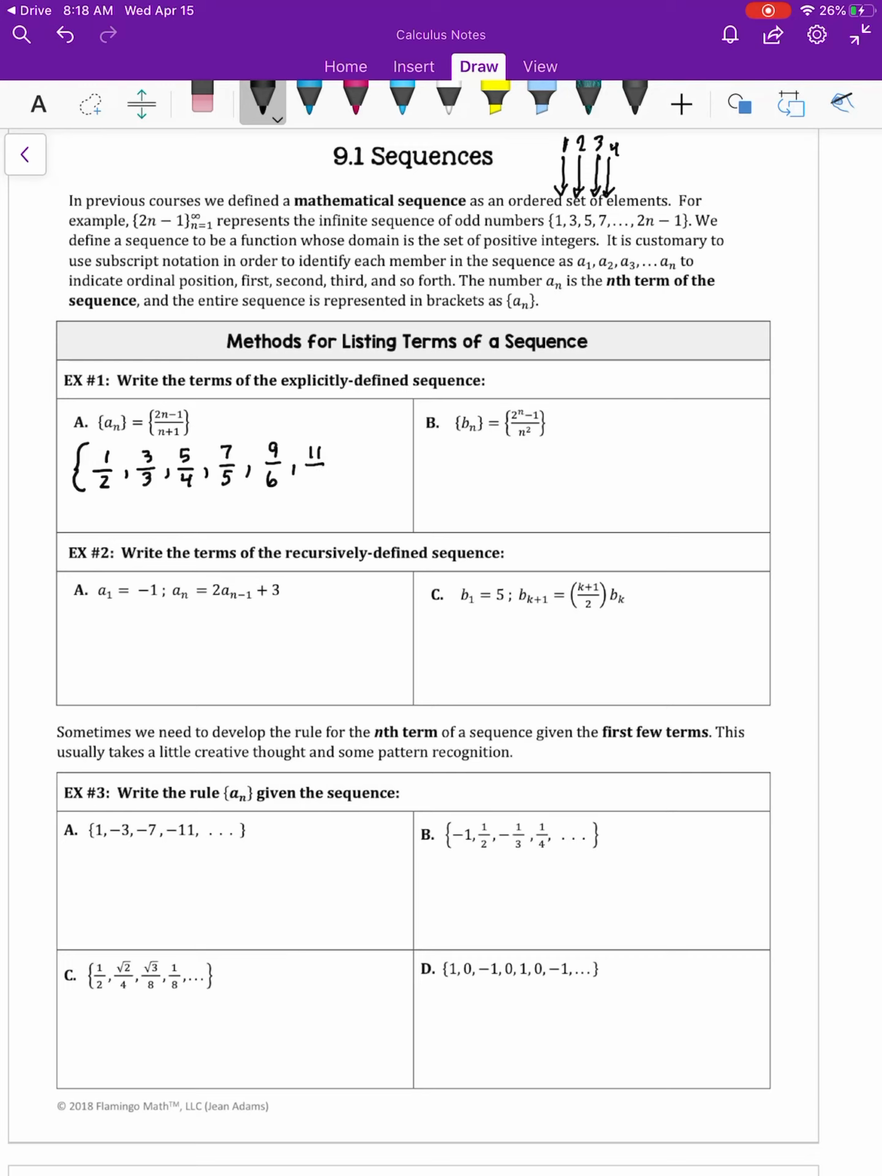7/5. Put a 5 in, we get 9/6, which we would reduce to 3/2, but I'm going to leave it like that. I can't remember what number we were on. 1, 2, 3, 4, 5, 6. Put a 6 in, I get 11/7. Put a 7 in, I get 13/8. And we're doing way more than you need to do here. I just wanted to show you the pattern.